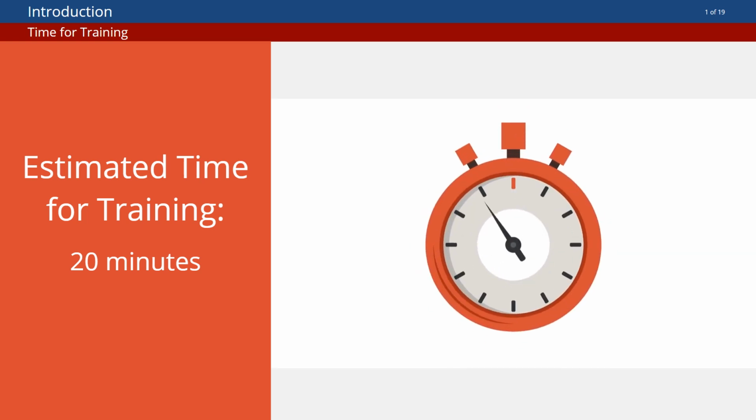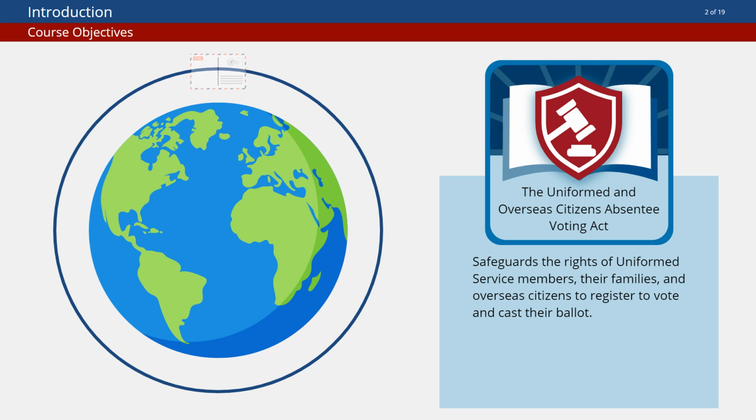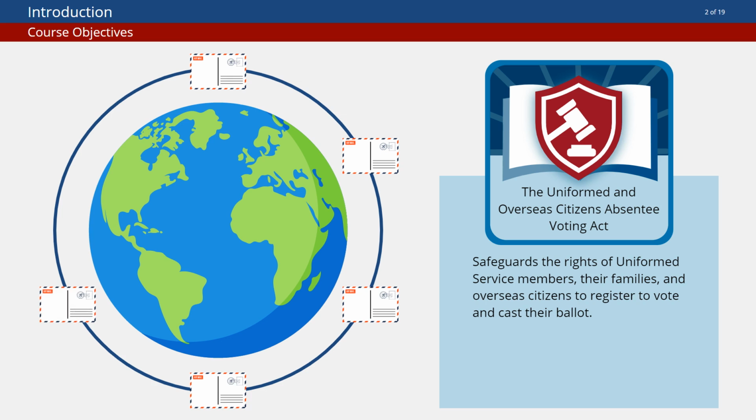Let's get started. The Uniformed and Overseas Citizens Absentee Voting Act, or UOCAVA, safeguards the rights of uniformed service members, their families, and overseas citizens to register to vote, request, and cast absentee ballots in federal elections. Since its passage in 1986, Congress has amended UOCAVA several times, most recently with the Military and Overseas Voter Empowerment, or MOVE Act, in 2010.